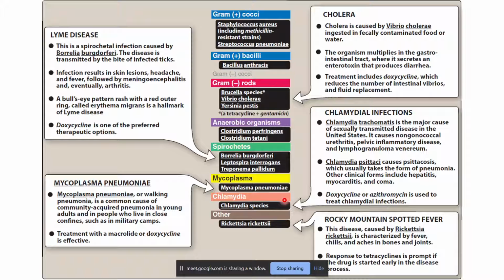And the last one, but not the least, is Rocky Mountain spotted fever. It's a rickettsiosis, a disease caused by Rickettsia rickettsii. It's also the same as Lyme disease. Symptoms are fever, not specific, and also rashes, aches in bones and joints, and it requires prompt treatment. The name is given by the place where the disease was first identified, the Rocky Mountain spotted fever.